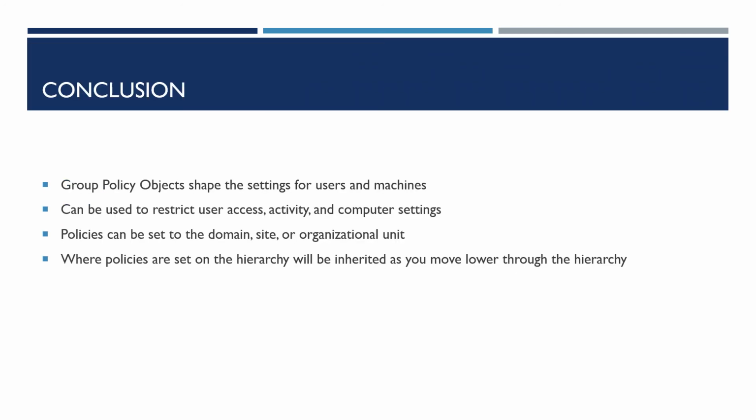In conclusion, group policy objects define the rules and settings set to users and machines. GPOs can be used to restrict user access, their activity on the network, and the computer settings. Policies can be set to the domain, site, or organizational unit. Group policy has inheritance, so the policy that is linked higher in the hierarchy will also apply to all the users and machines underneath in the hierarchy of the Active Directory.